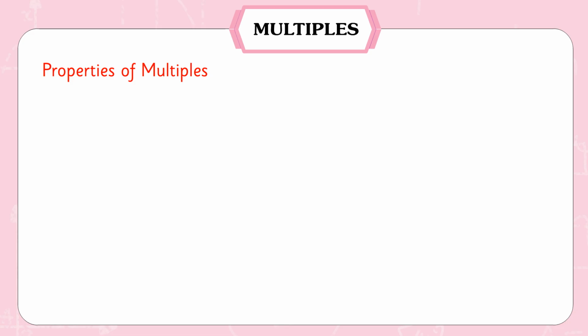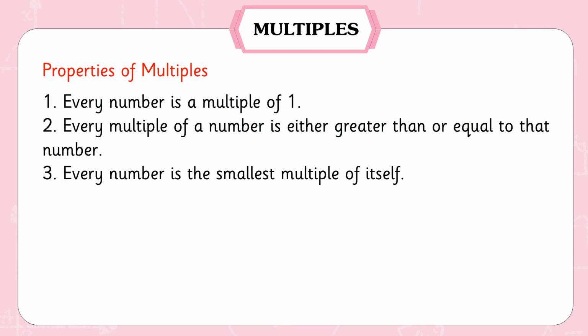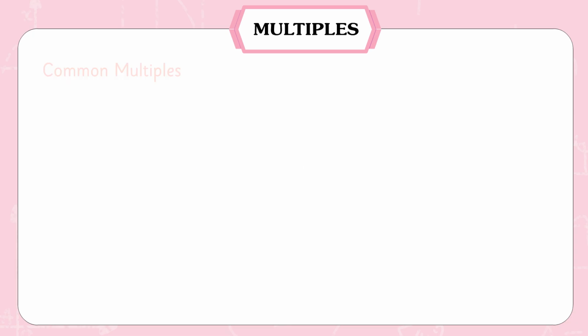Properties of multiples. 1. Every number is a multiple of 1. 2. Every multiple of a number is either greater than or equal to that number. 3. Every number is the smallest multiple of itself.